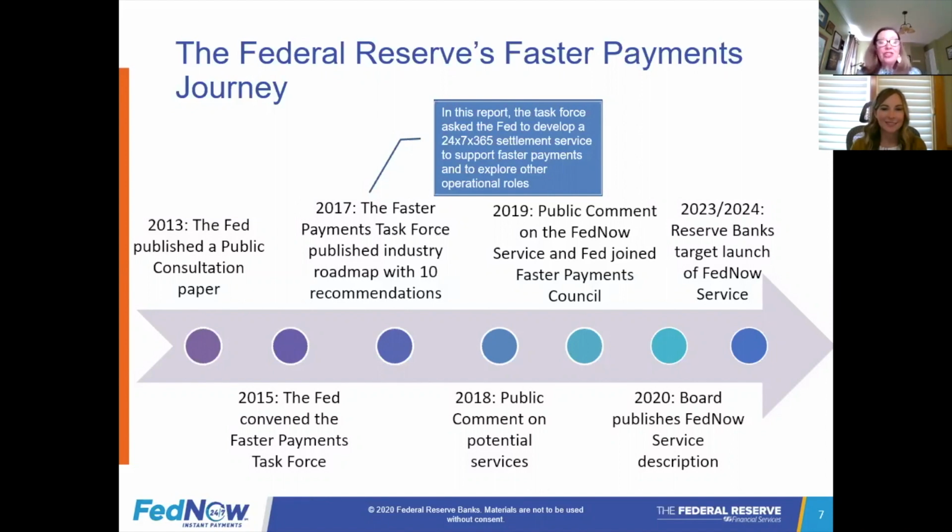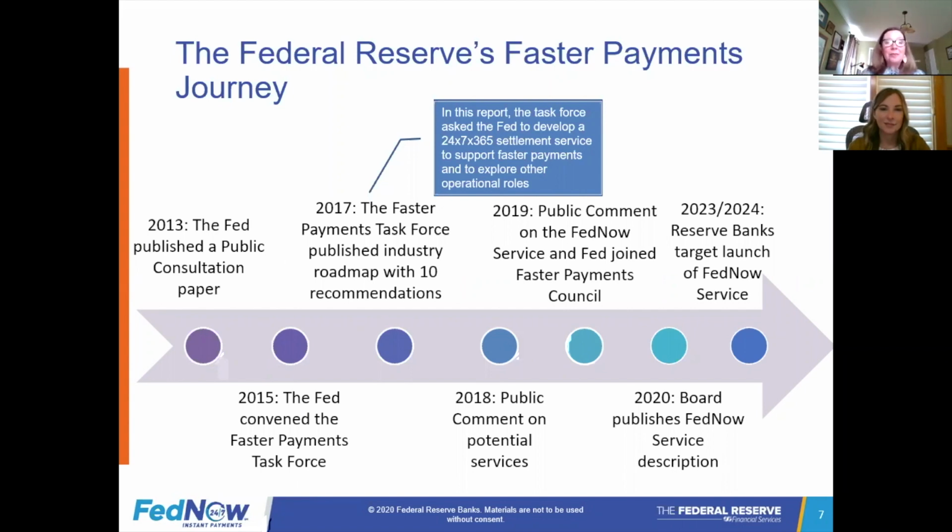So after much discussion and analysis and consideration of a variety of viewpoints, the Faster Payments Task Force wrote a final report, which included 10 recommendations for implementing their vision for a safe, ubiquitous, faster payments capability in the United States. And 2 of those recommendations were for the Federal Reserve. Oh, I see someone that participated in both the task forces.